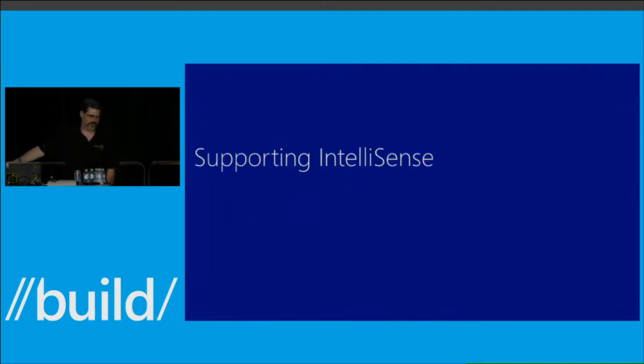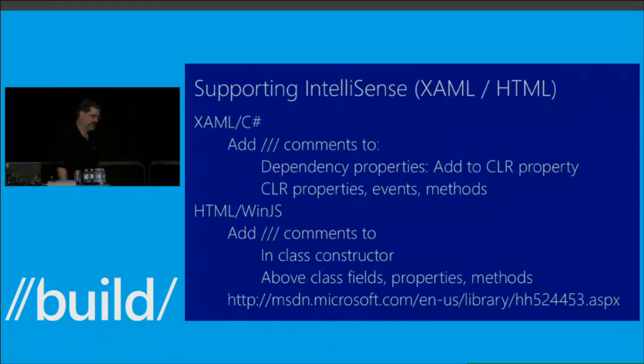Let's talk about IntelliSense. IntelliSense in managed code is easy. We should all know how to do this. Triple slash comments. Visual Studio is very nice. You add the slash, slash, slash. It actually stubs out the IntelliSense comments for you. When you compile it, reference that thing, it'll show up in IntelliSense.